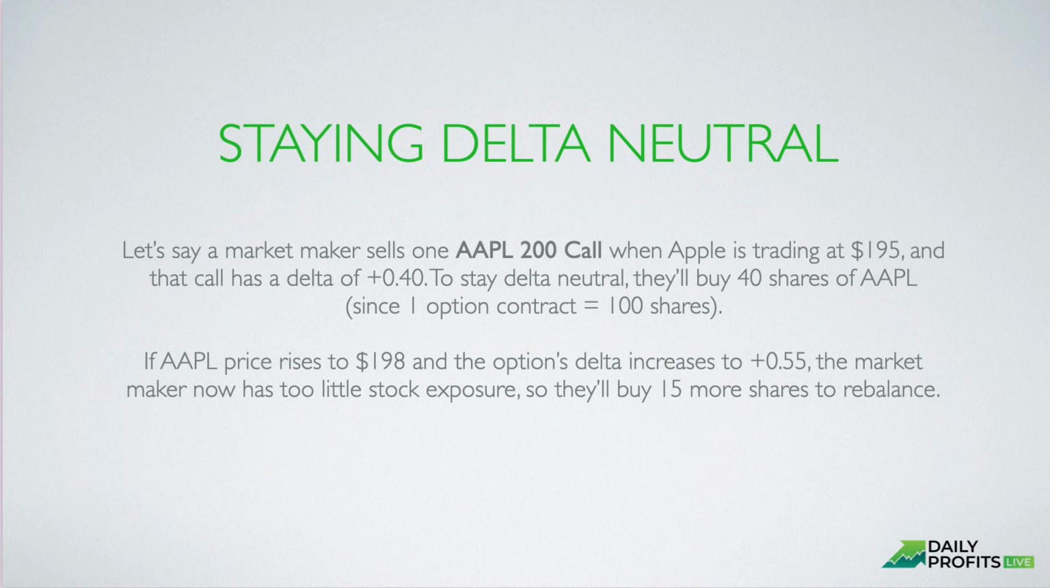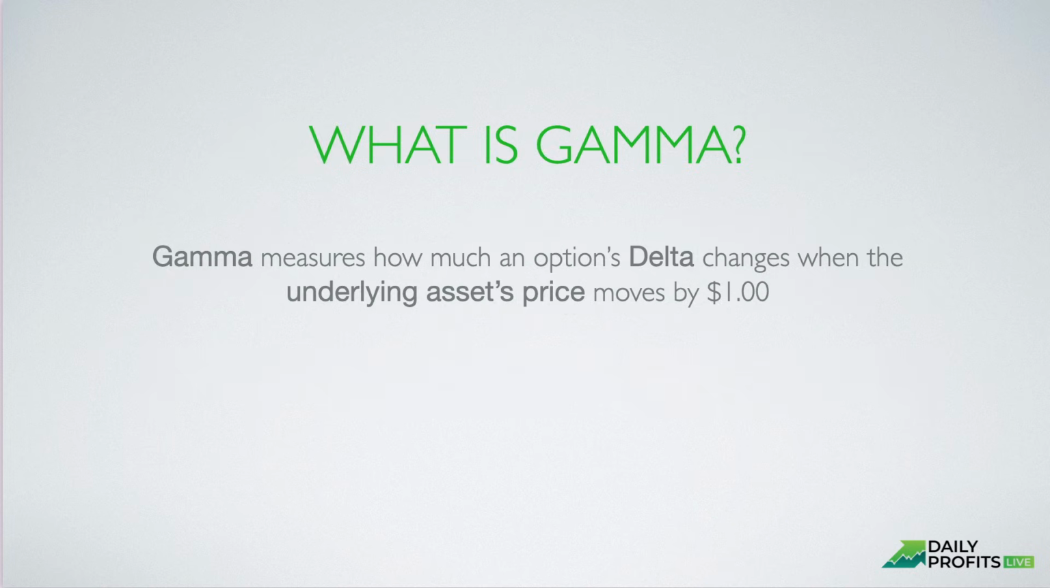So then, if Apple's price rises to $198, the option's delta increases to 55. The market maker now has too little stock exposure, so they'll buy 15 more to rebalance. That's sort of the simplest way to think about how market makers stay delta neutral, right?